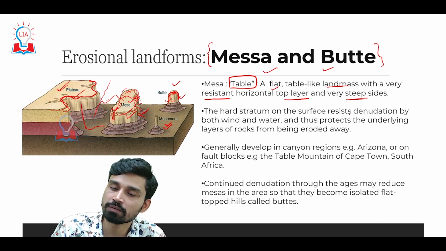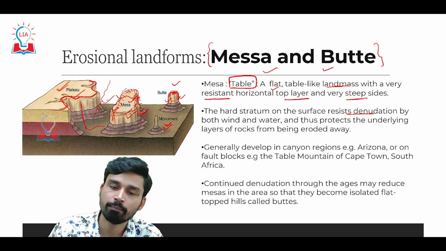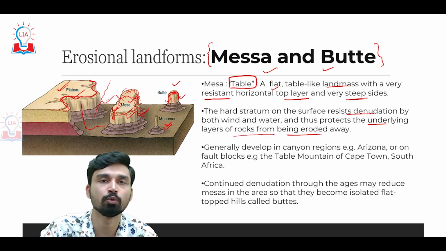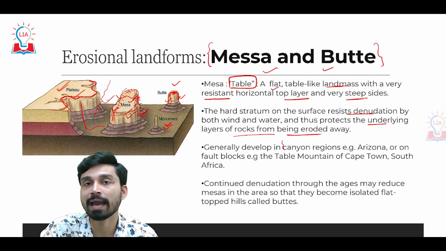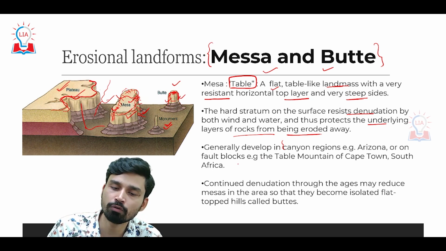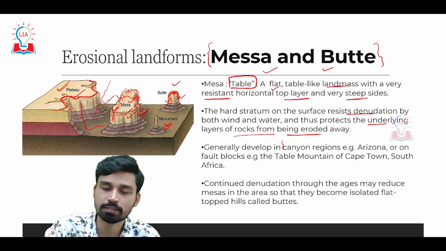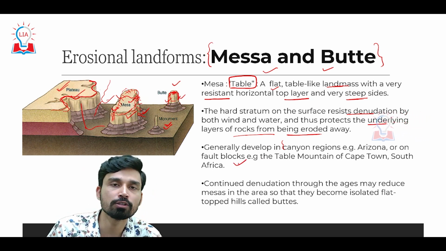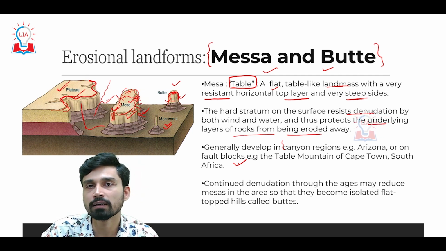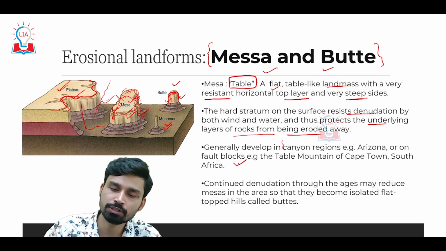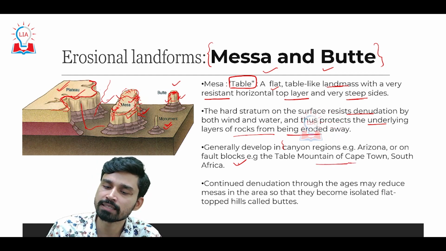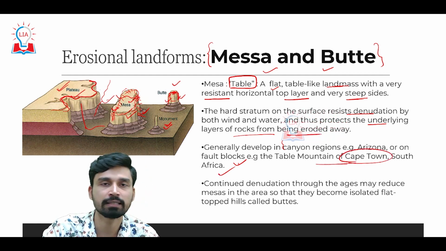The hard stratum on the surface resists denudation, that is erosion, by both wind and water, and this protects the underlying layers of rock from being eroded away. Generally, they develop in canyon regions. For example, in the Arizona region of the United States of America, there is a lot of such mesa and butte topography. Similarly, in fault blocks, where the continental crust is separating apart due to continental divergence, we have tabletop mountains such as Cape Town in South Africa. We will see such kinds of mountains.